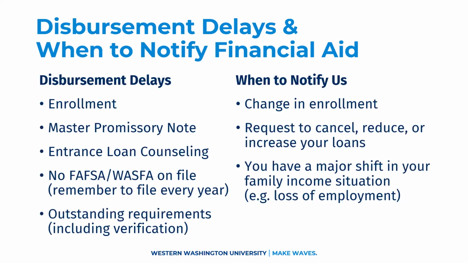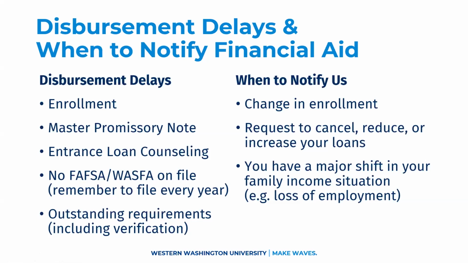We assume that students are enrolled full-time, so that's 12 credits or more. If a student is enrolled less than full-time, their aid will not disperse automatically. We'll need to go ahead and revise it, and usually that happens a couple weeks after the quarter starts. So if you are going to be enrolled any other credit amount other than full-time, please let us know, and then we can make sure your aid gets to your account earlier rather than later.